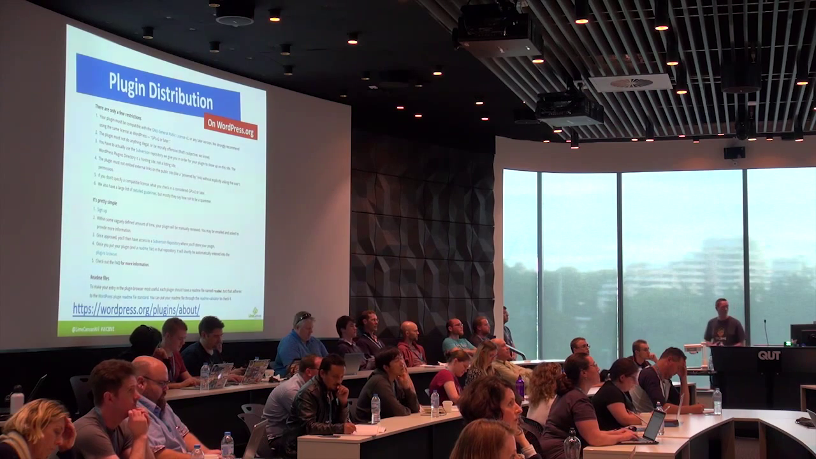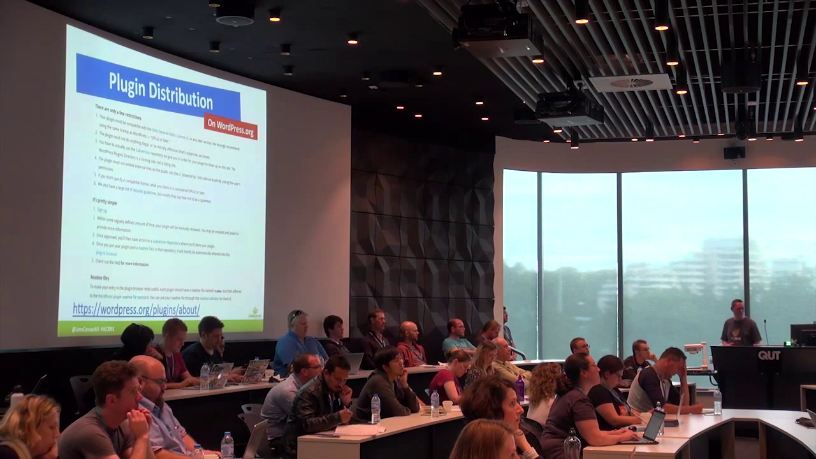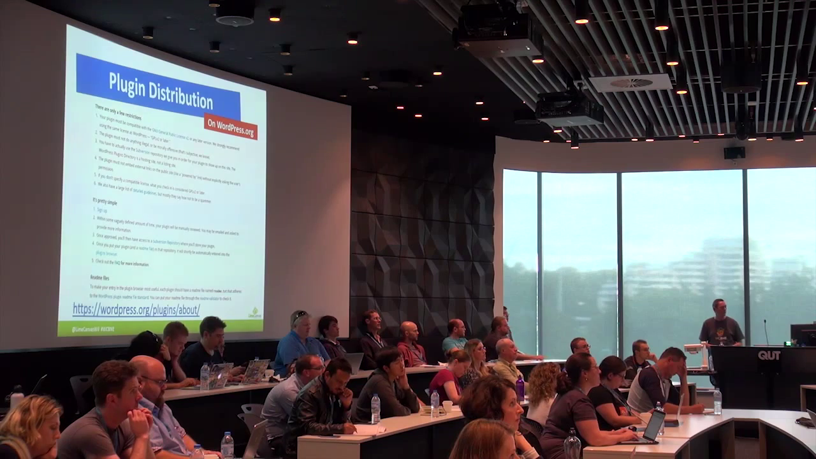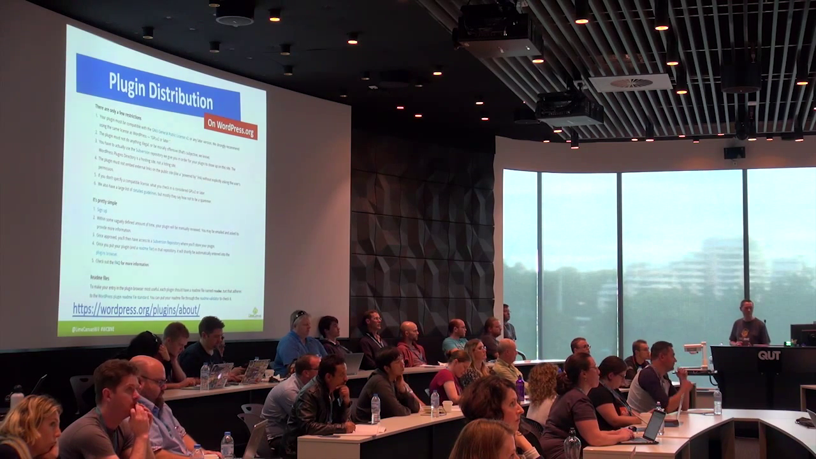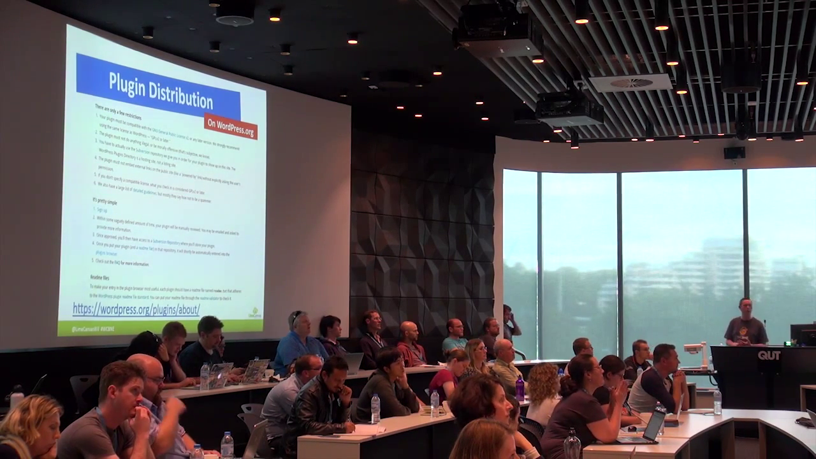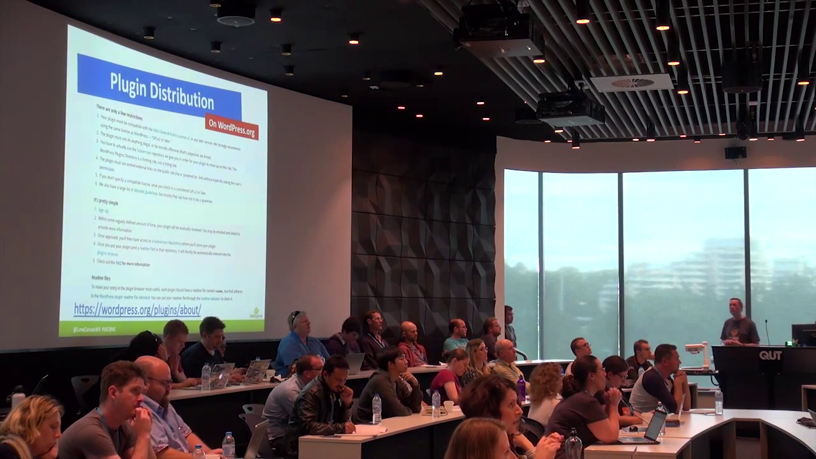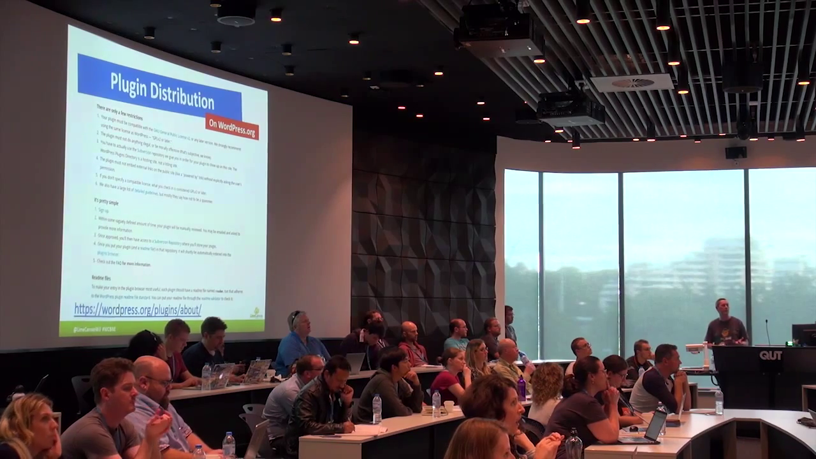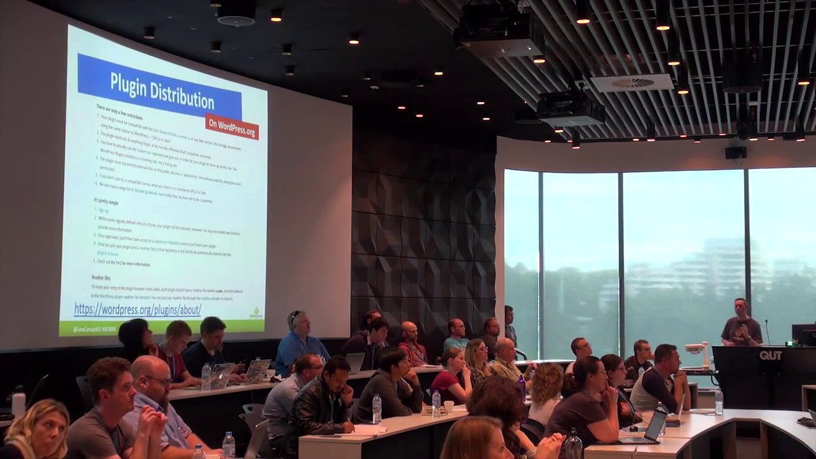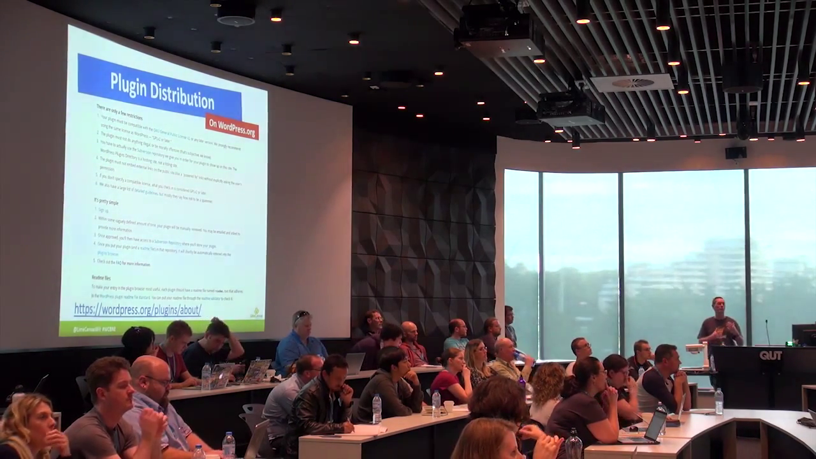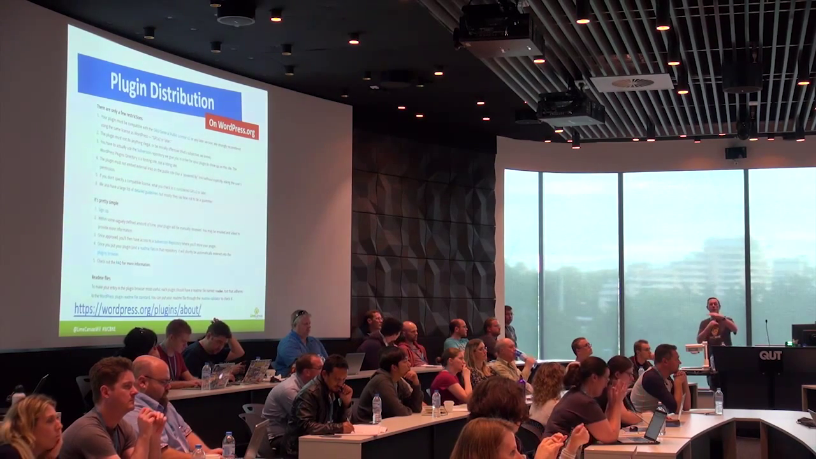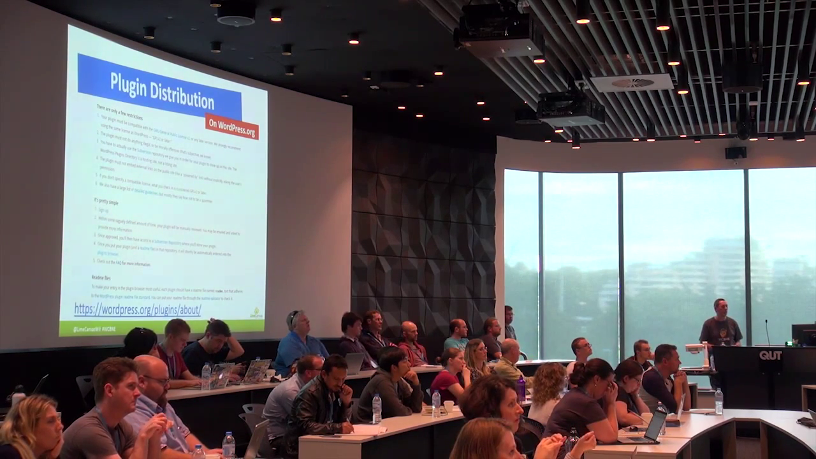Plugin distribution as well. There's a great link down there, plugins-about. If you are going to be putting plugins on WordPress.org, there are some restrictions and some things that you need to do. So you need to have, for example, a readme.txt, which needs to be a standard format, because the readme.txt is what WordPress pulls in, and that's what you see on the repository. Okay? So it needs to have a particular format.